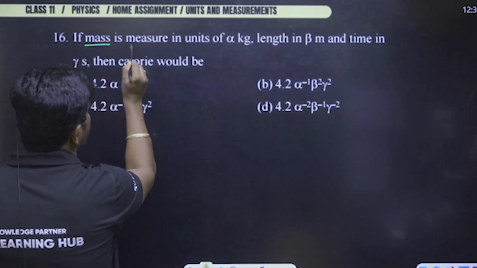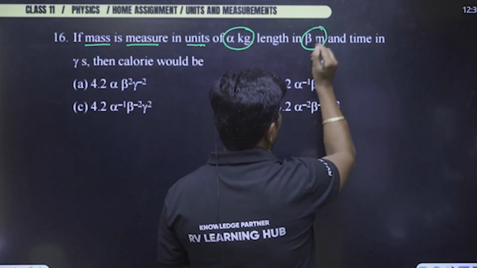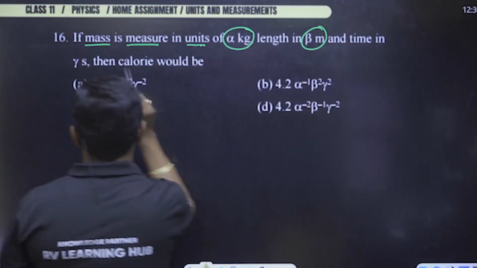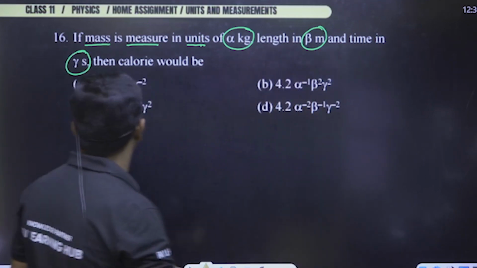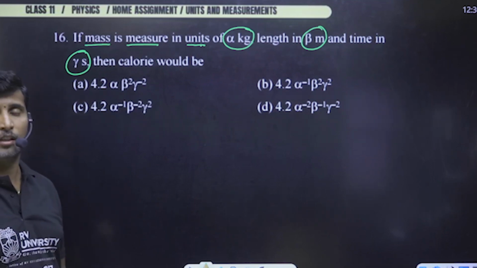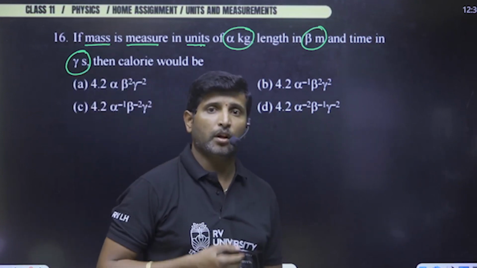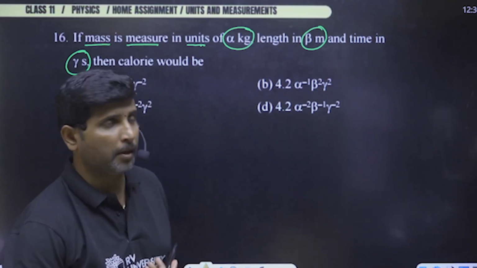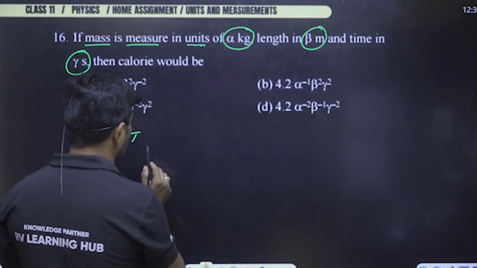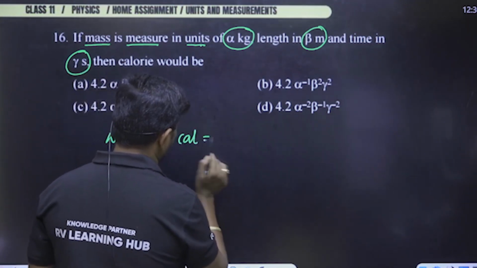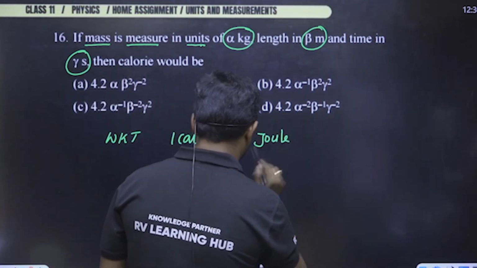If mass is measured in units of alpha kg, length is measured in units of beta meter, and time is measured in gamma second, then the calorie would be, we have to write the calorie in terms of alpha, beta and gamma. So how can you write? See here, we know that 1 calorie is nothing but 4.2 joules.